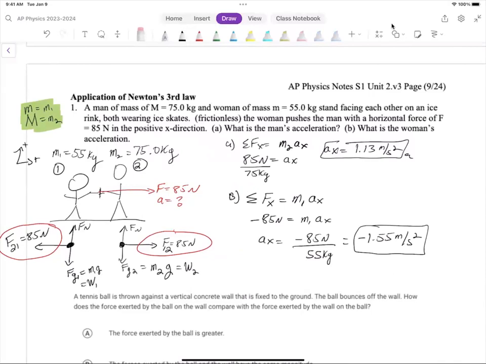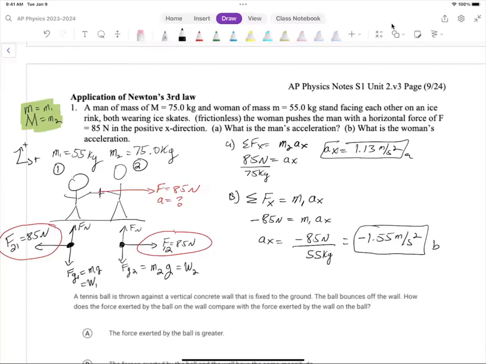Here's something that you should notice. The acceleration of the woman is larger than the acceleration of the man. So two things. One, it makes sense that the acceleration of the woman came out negative because we said to the left is negative and she's going to accelerate to the left. It also makes sense that her acceleration is larger than the man's. Why? Well, her mass is smaller. So the forces are equal, but the mass of the woman is smaller. And that's why she has a larger acceleration.